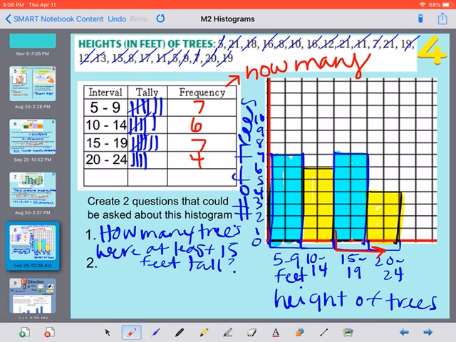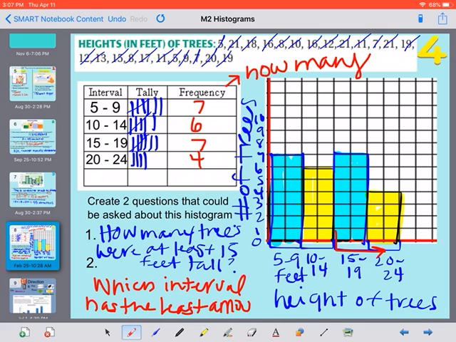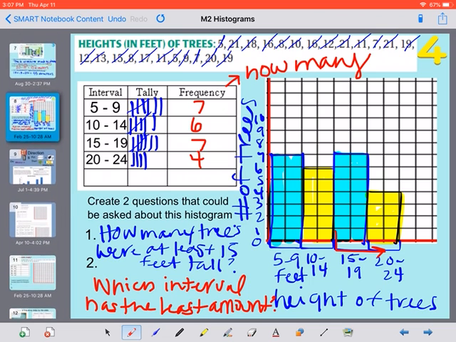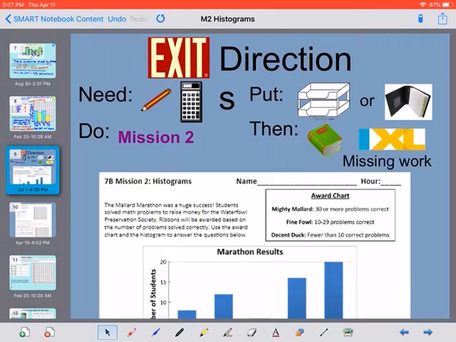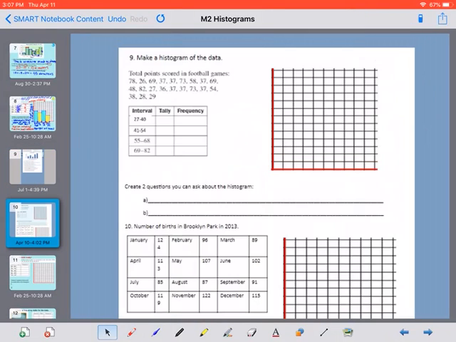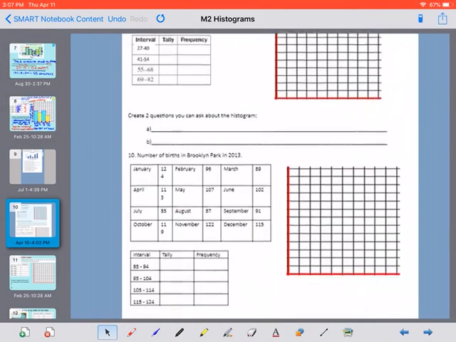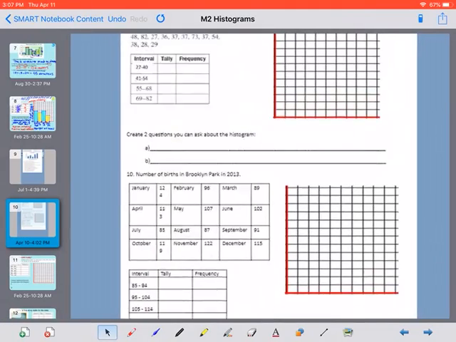If we wanted to answer it, we would be including those 2 bars to the right. Another question I'm going to ask is, which interval has the least amount of trees? Which would be another easy one to answer. I'm just going to stop there because I'm running out of space. But you could really think of any questions you wanted to answer about this histogram. Your homework is going to be just like this, answering some questions about histograms, and then you will need to make 2 histograms yourself. Okay? If you have any questions, please let me know.